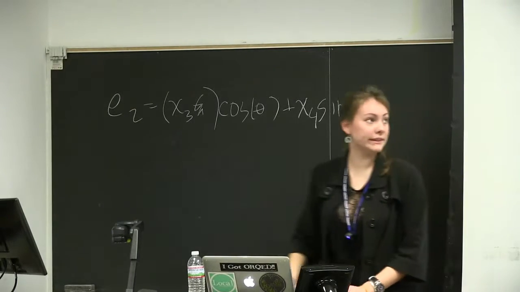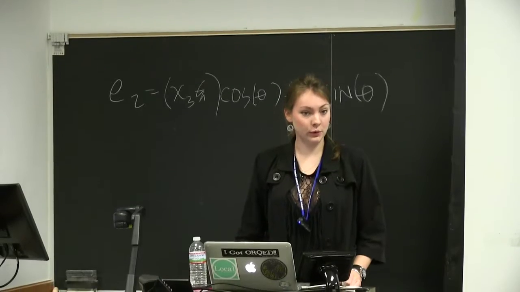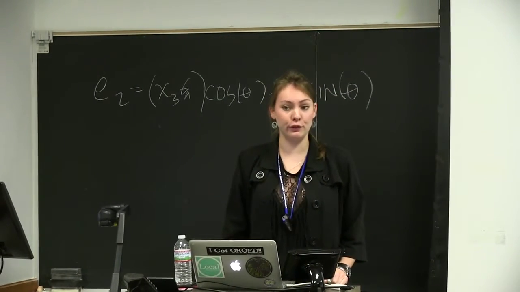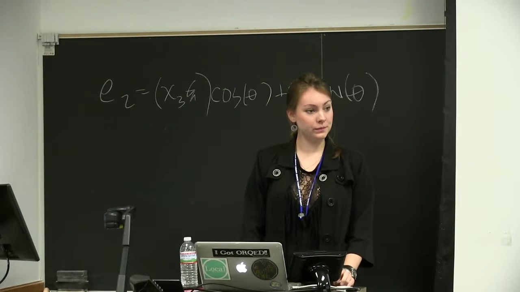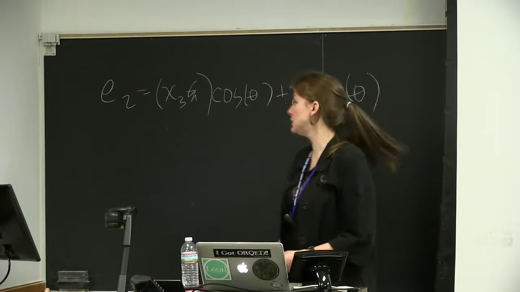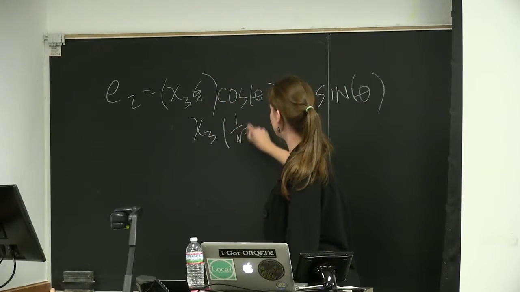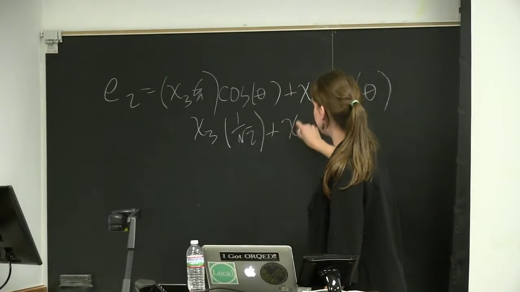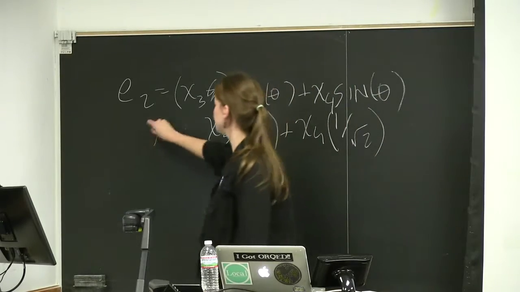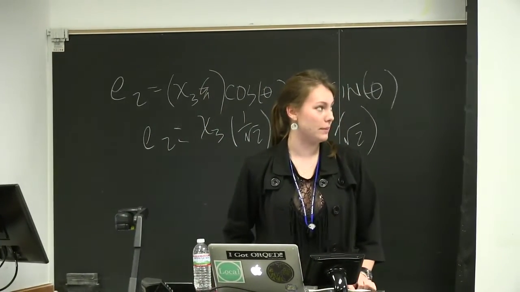Sorry, we're cramped. So what's theta in this case? 45, okay? Pi over 4. What's cosine and sine of pi over 4? They're both 1 over root 2. So, and that's E2. And then it's easy to see how it's rearranged into the form we have up there.